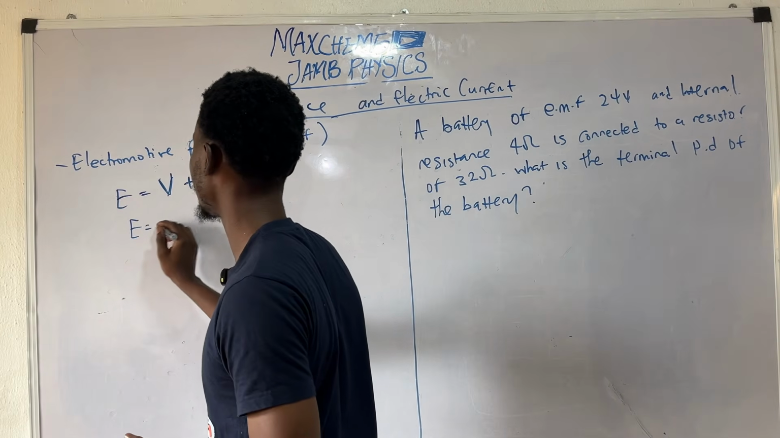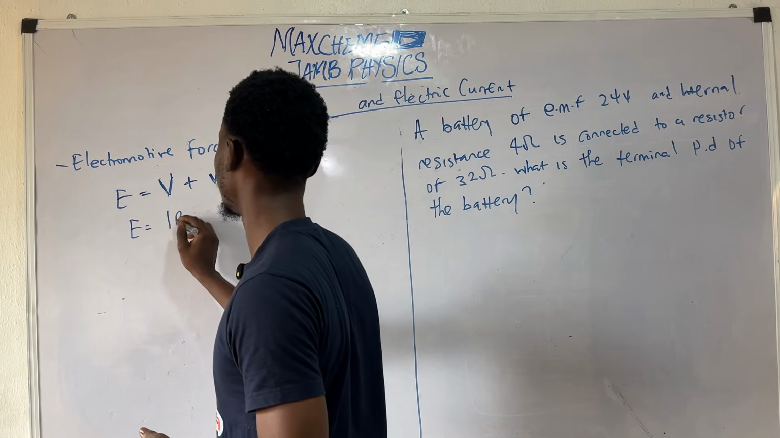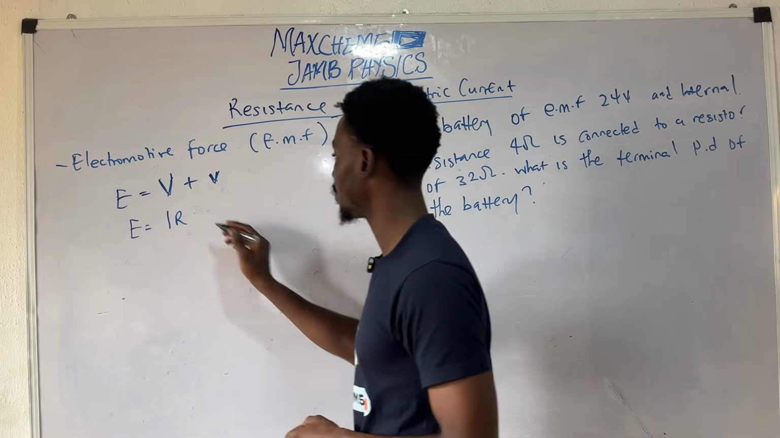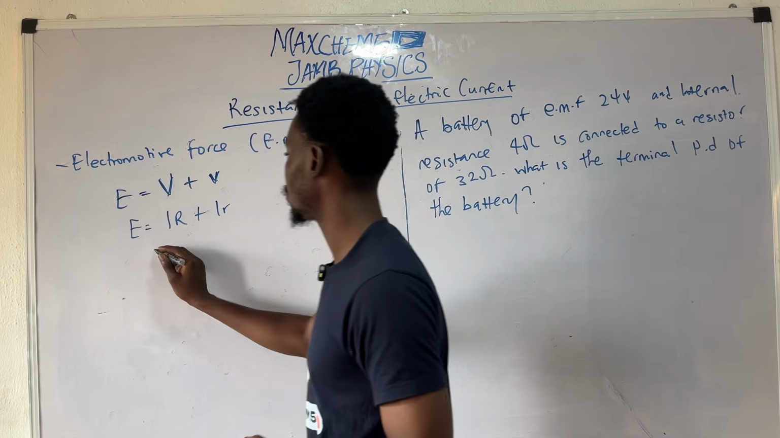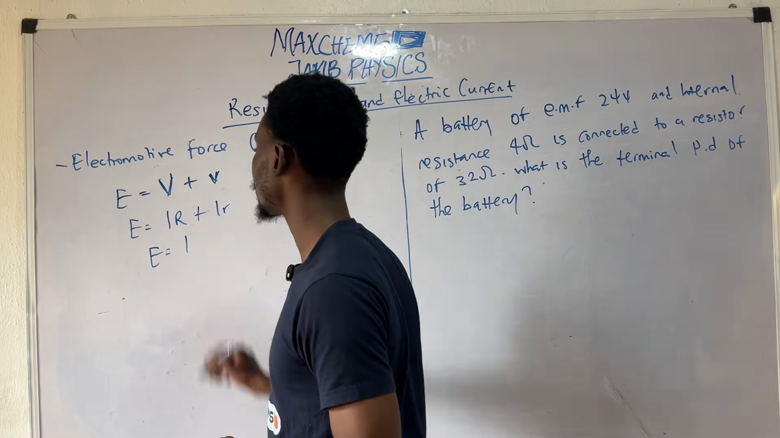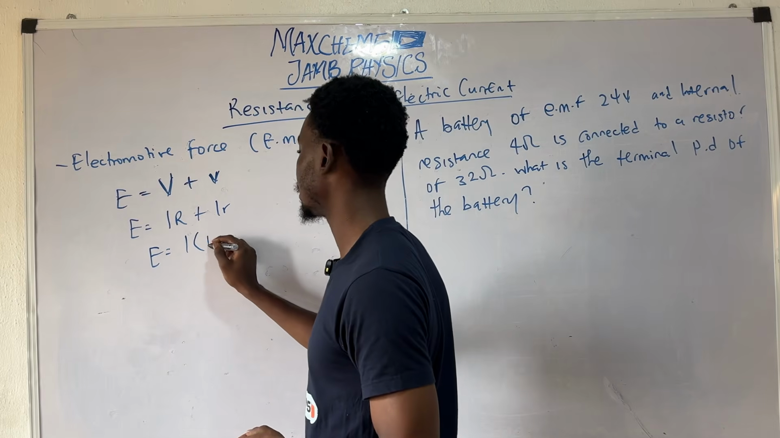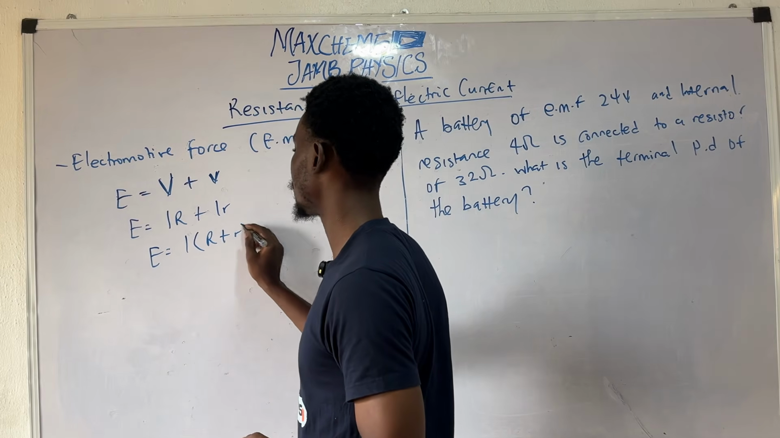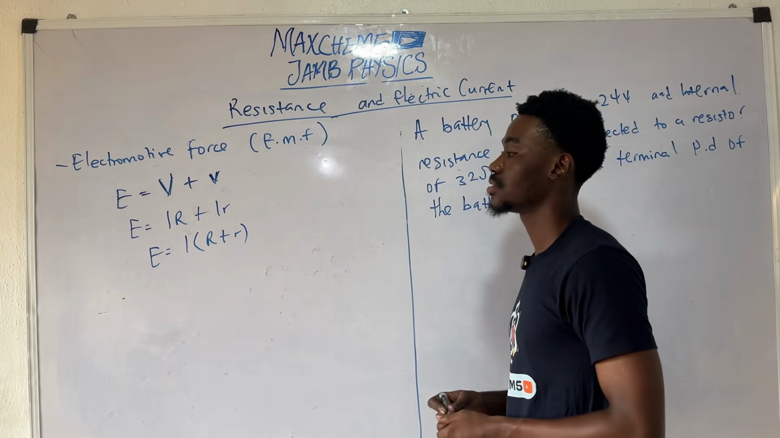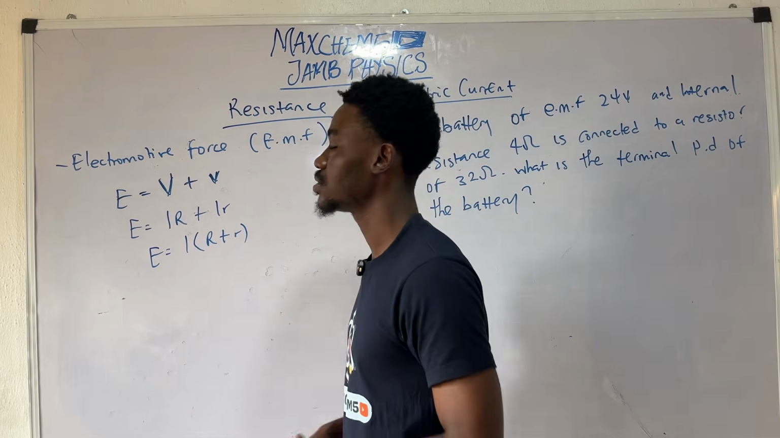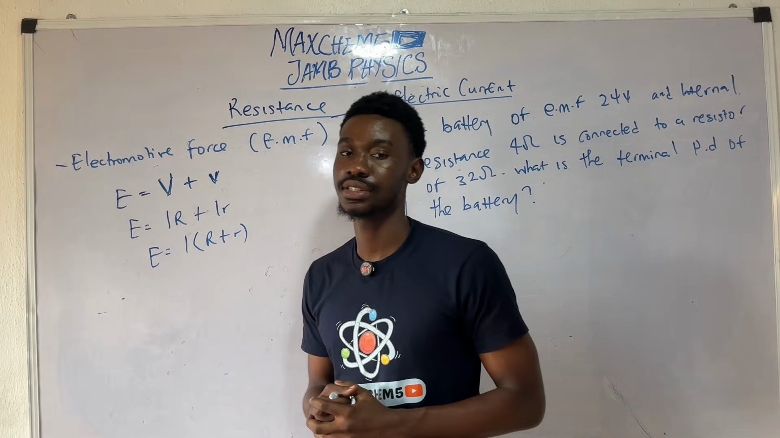So E is equal to big I times big R plus big I times small r. So E is equal to, factor out I, open bracket, big R plus small r. So this is the formula that relates electromotive force to the potential difference.